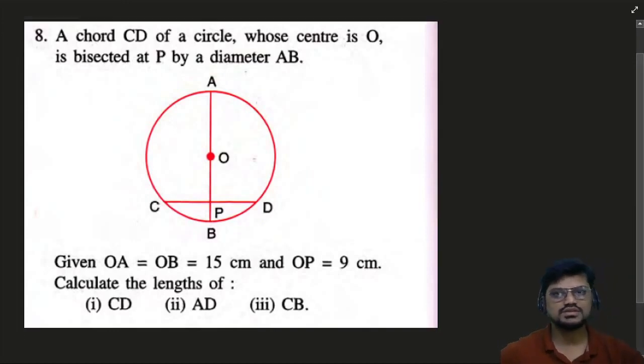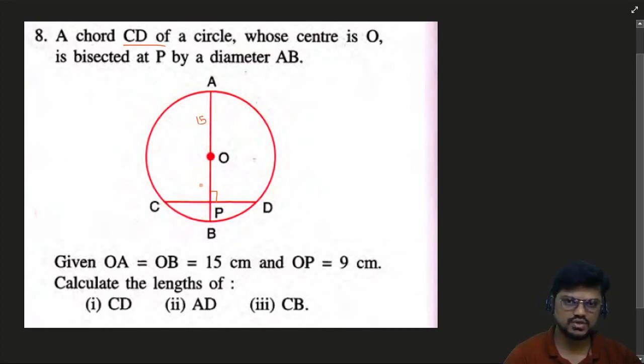Okay. Now what is given over here? A chord CD of a circle whose center is O is bisected at P by a diameter AB. Since it is bisected, that means it will be perpendicular. They have given OA equals OB equals 15. That means the radius is 15 and OP is 9.